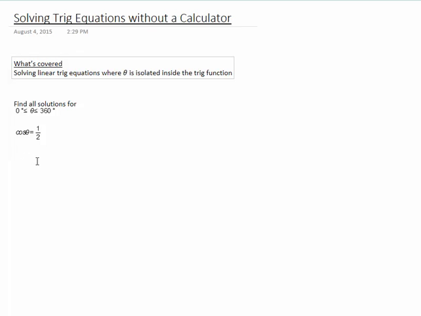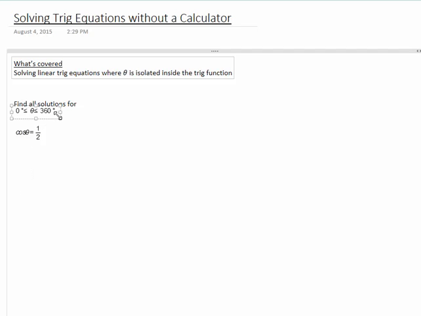In today's lesson, we're going to solve trig equations without using a calculator. If we can't use a calculator, that means we have to rely on the special triangles that we know. Whenever you're solving any equation, whether it's trig, linear, or quadratic, it means that you're looking for your left side to be equal to your right side.